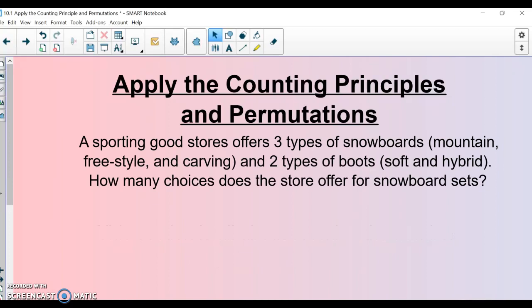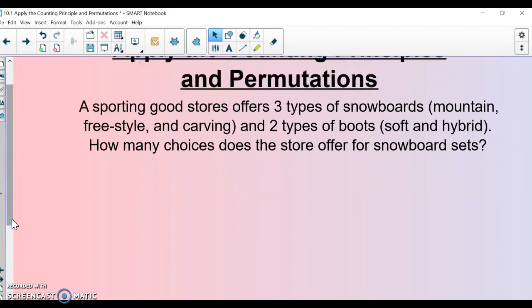For example, we are in the market for snowboards, and we go to some sporting goods store, and they tell us that there are 3 different types of snowboards, and there are 2 different types of boots. How many total possible sets of choices do we have? Now, you have probably seen questions like this in previous courses, and what your teacher probably advised you to do was to make a tree diagram.